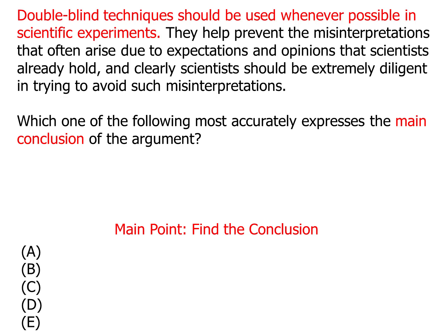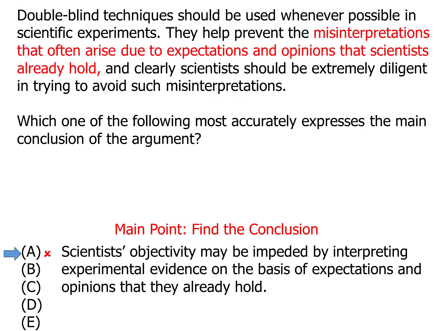If you phrase that first sentence as a question, why should double-blind techniques be used whenever possible in scientific experiments? Well, because they help prevent misinterpretations, and scientists want to avoid misinterpretations. That's why you should use double-blind techniques. They do something that scientists want to get done anyway. When we go to the answer choices, we're going to be looking for either a direct quote of the part that we currently have underlined in blue, or a rephrasing of what we have underlined in blue.